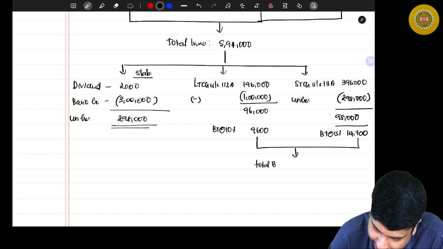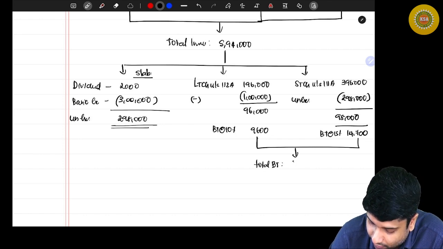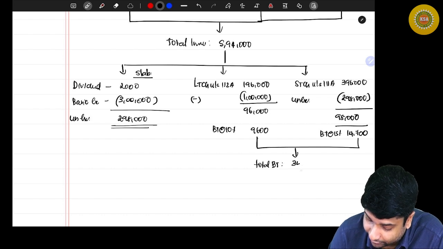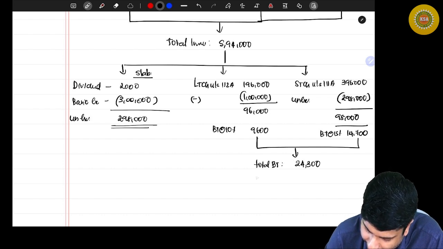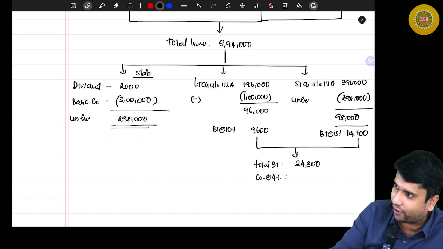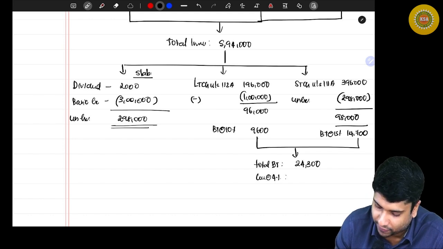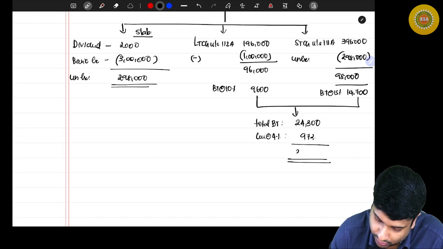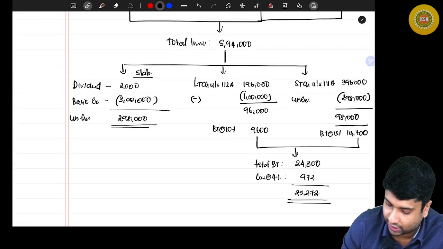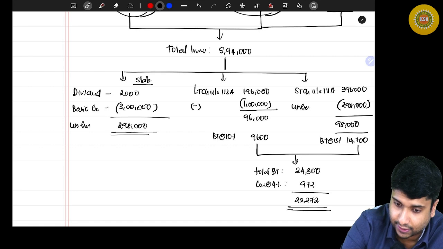Can you tell me how much is the total basic tax liability? 24,300. And now you have to add extra cess at 4%. What is 4% cess? 972. And can you tell me how much is the total? 25,272 will be the total tax liability. I hope it is clear.